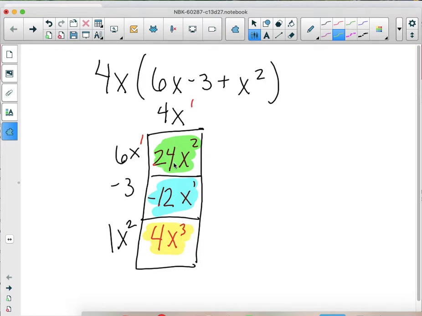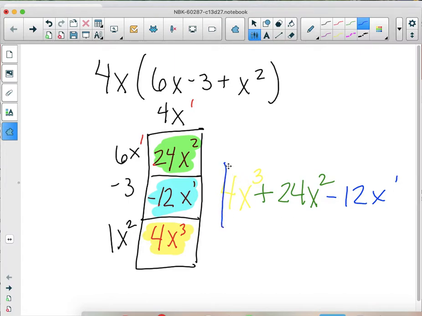A lot of times I've been seeing people using that front number, the coefficient. That's not going to be our standard form. Standard form is looking at our exponents. So our largest exponent is 3, so I would write 4x to the third. My next largest exponent is up there in green, the x to the second. So I'd have a positive. It's positive 24, so I'd put plus 24x to the second. And then my last one here is my x to the first. It's a minus, so I've got minus 12x to the first. And that would be our completed problem. In standard form, you can always look and see, are my exponents in order from biggest to smallest? 3, 2, 1. Yep, they look like they're in order.